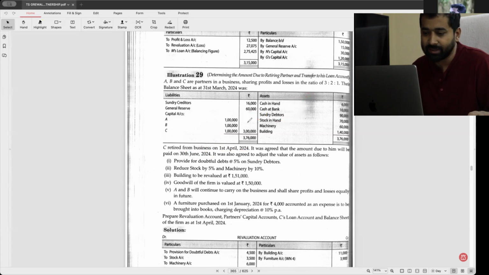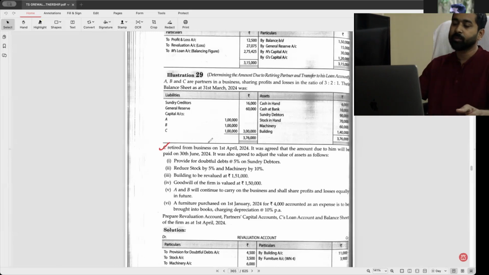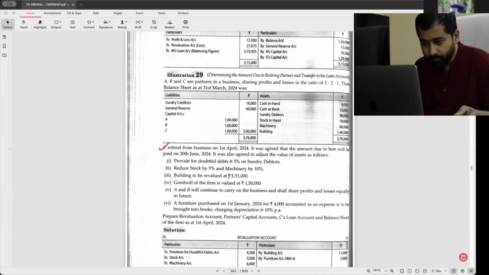But the thing is that on that day the firm did not pay. The firm is asking for some time because it's a huge amount. So the firm told him, we will pay, but give me some time. How much time? After 3 months, 30th June they will pay. So all the due money to the retired partner, that is C, will go to C's loan account and will be paid later. Okay, first point is like that.